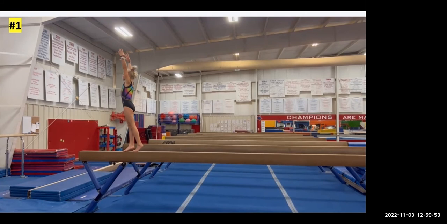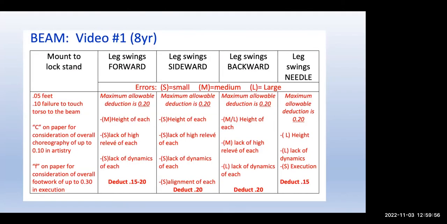Okay, let's go through this. Lots of good stuff. The mount, feet. This is a specific deduction for failing to touch the torso to the beam in the choreography they're supposed to be doing. If you watch that first girl, please don't expect that exact same choreography. If you read the text, it does give them the ability to do something, but she does nothing. So you would put a C on your paper for overall choreography. If there's nothing in there at all, you can consider up to 1 for the artistry category.